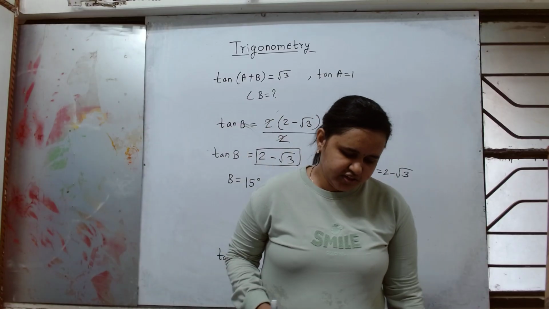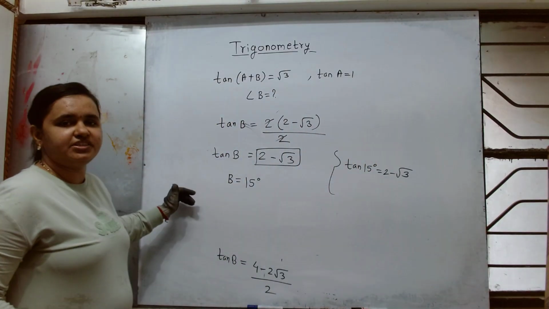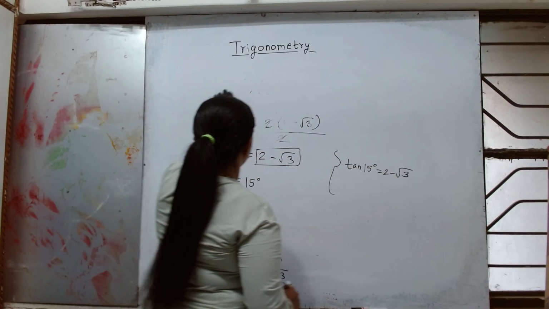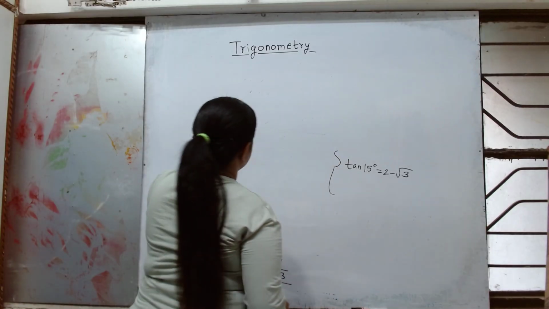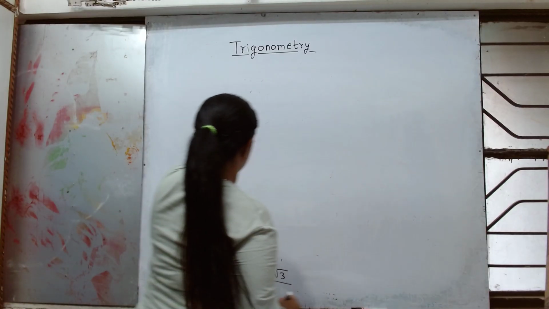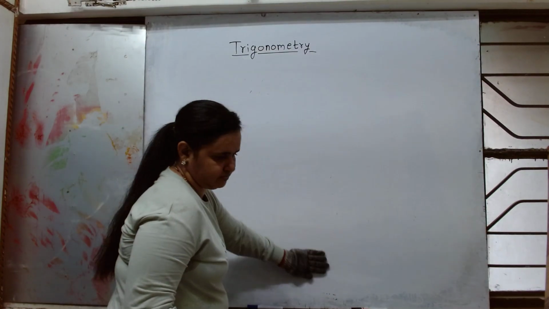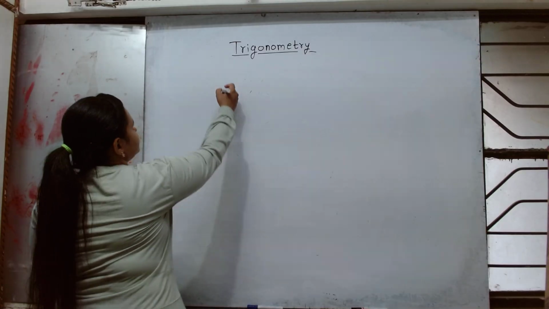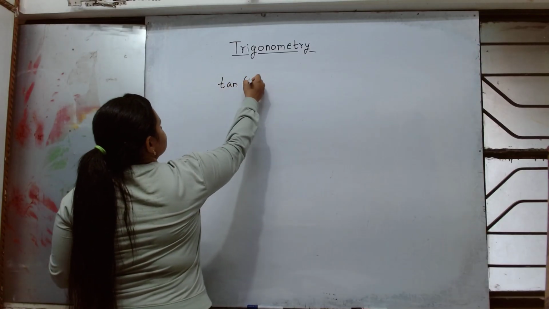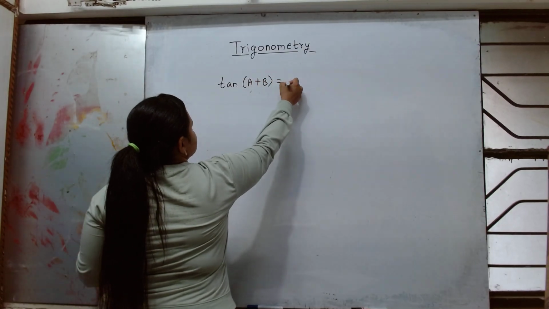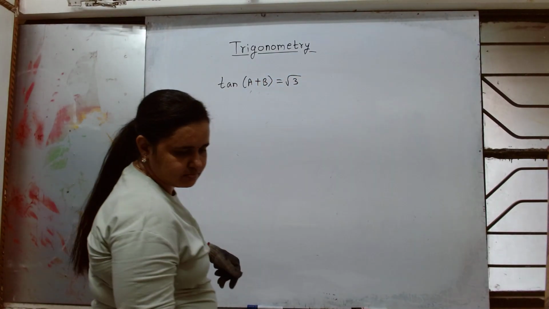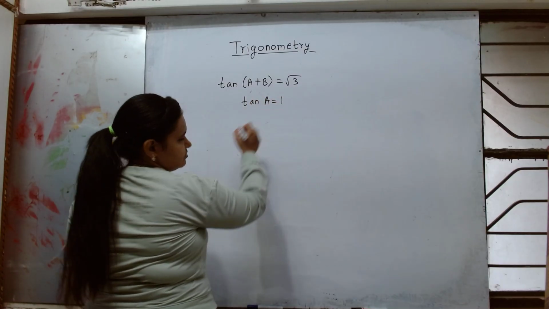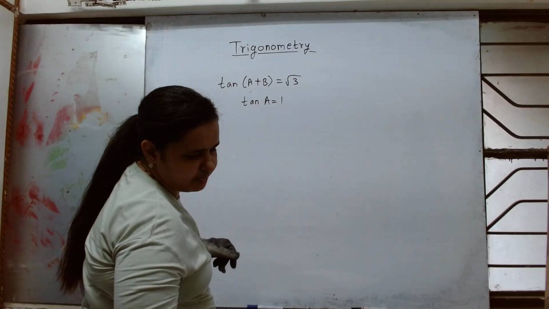Okay. There is also an easy method. It is too lengthy a method actually. So alternately, we take the second method. What was given? Tan of A plus B is equals to root 3, and tan A is equals to 1. And we have to find angle B.